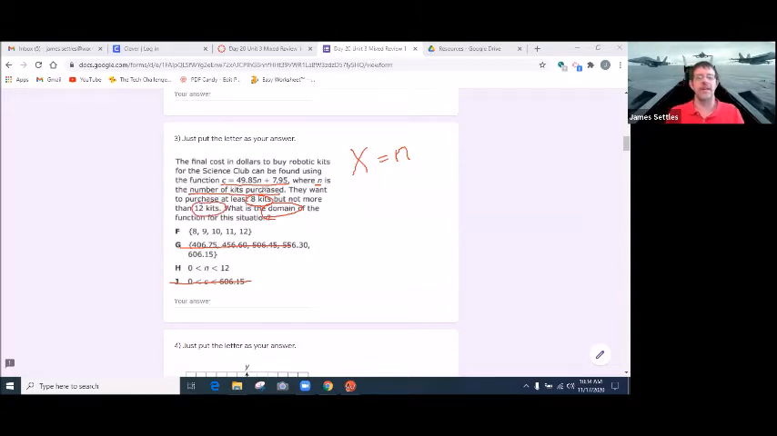And so I need something that has 8 and 12, and it looks like it's going to be F, because this says 0. So it says they want to purchase at least 8 kits. They don't want 0 kits. They want at least 8. Okay, so the answer is going to be F here.